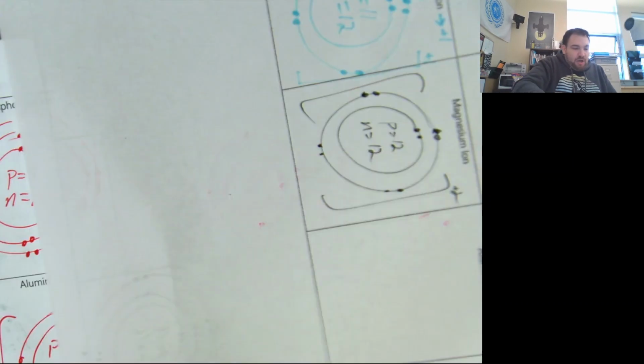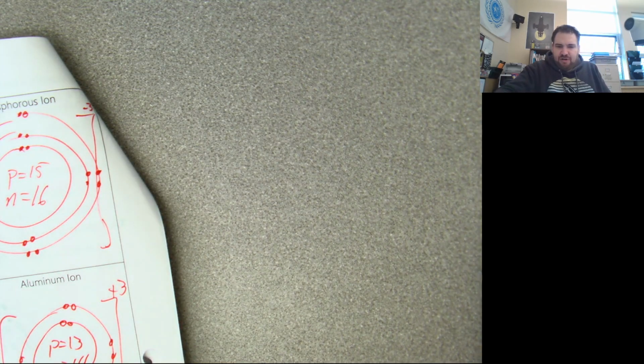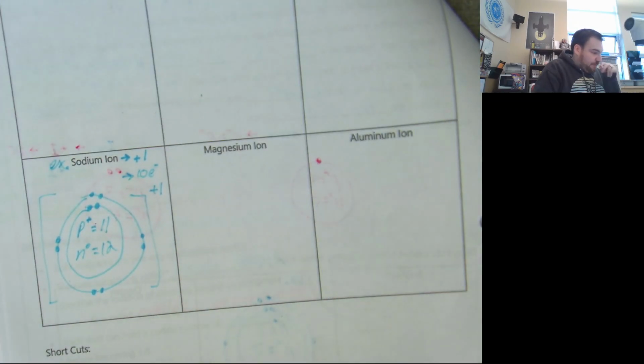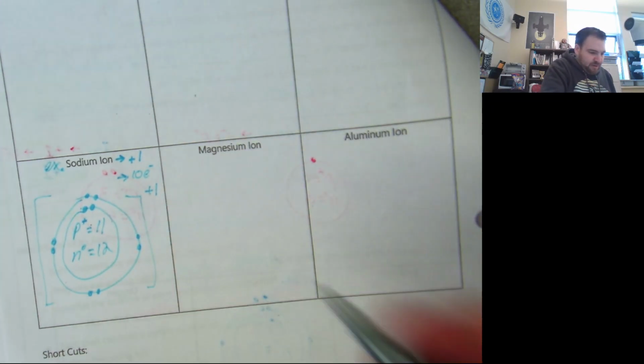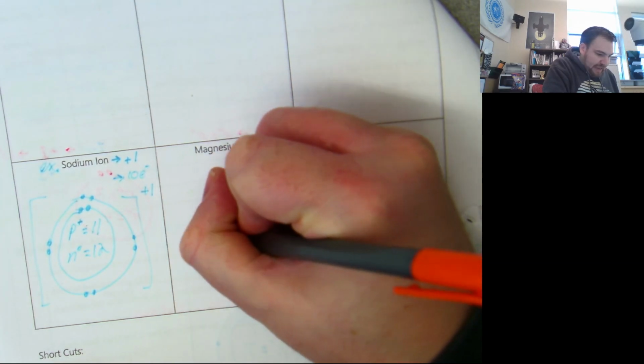So for a demonstration of this shortcut, which one will I draw? Did I draw it already? No, I didn't. Magnesium, the one I just talked about. I'll draw it, just the thought process. So it looks like this. If I want a magnesium ion, okay, magnesium, P equals 12, N equals 12.